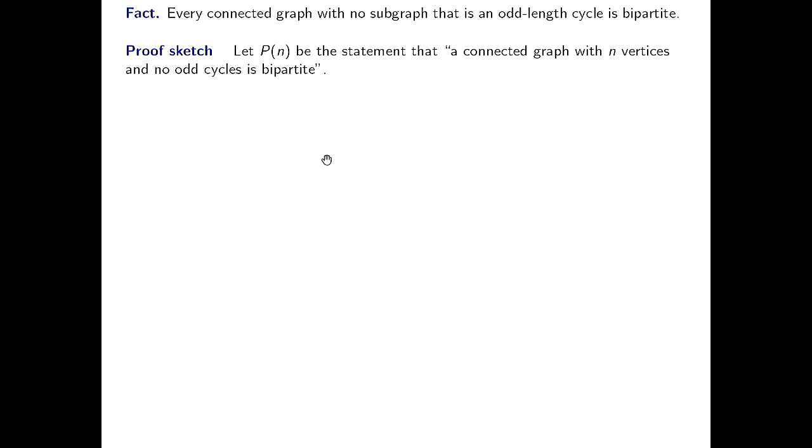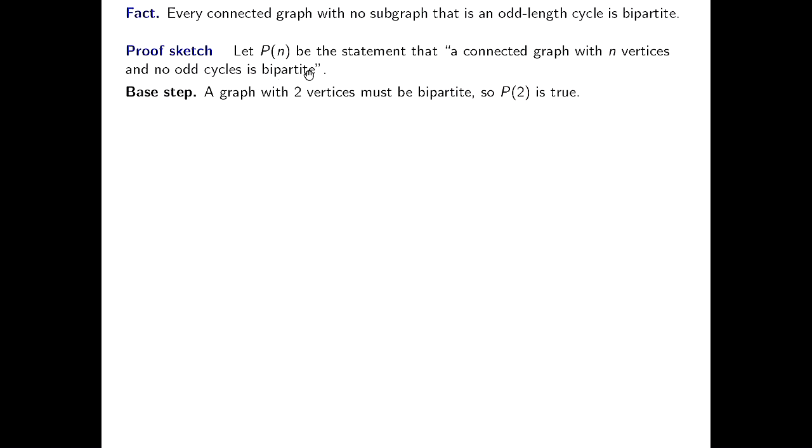This is another reason I want to show it to you: it's a good example of how you can do induction on things which are not just sequences or sums. So I want P of n to be the statement that a connected graph with n vertices and no odd cycles is bipartite. I'm going to just talk about connected graphs because if this is true for connected graphs, it's easy to extend it to disconnected graphs, because if each piece is bipartite, the whole thing is bipartite.